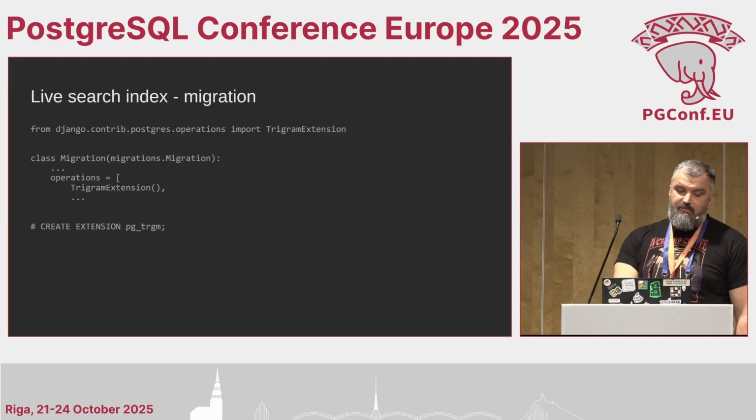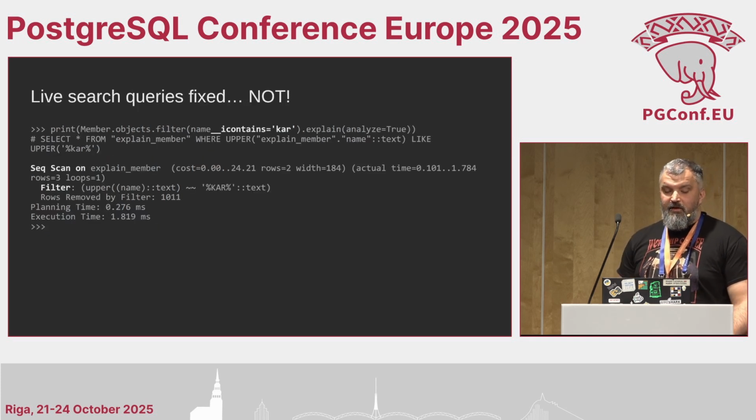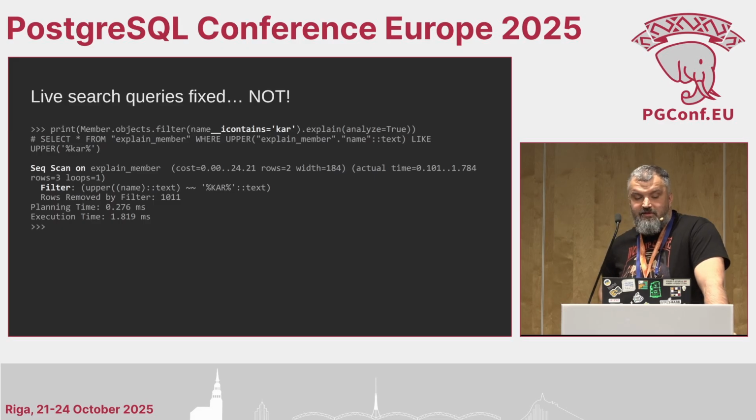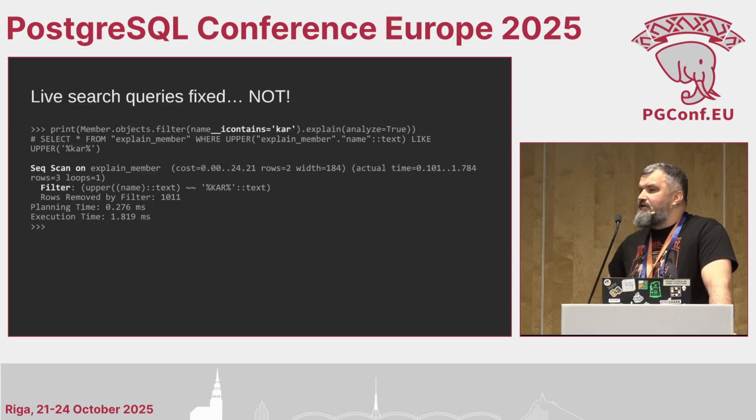And yeah, for Django, for all this to work, you must also create this pg_trgm extension. The upper part is how you do it in Django, and the lower part is how you do it in plain SQL. So I did this, I created indexes, but the query is still not using the index. Any ideas?